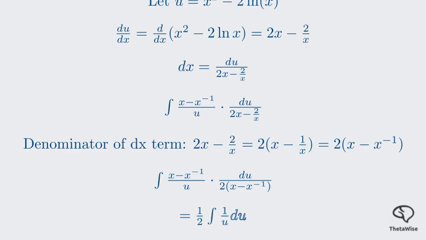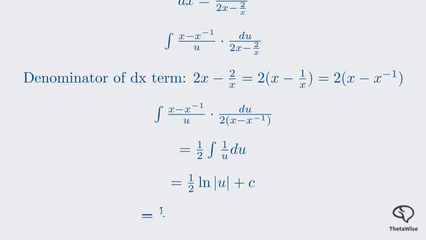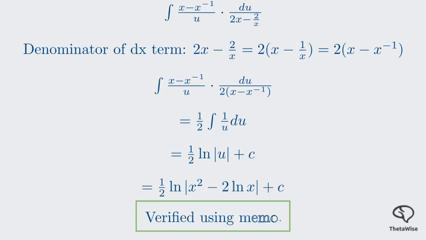This is a very simple integral. Step 3. Integrate. Step 4. Substitute back. The integral is 1/2 times ln of u plus c. Substituting our expression for u, the final answer is 1/2 times ln of the quantity x squared minus 2 ln x plus c. This matches the solution in the memo.